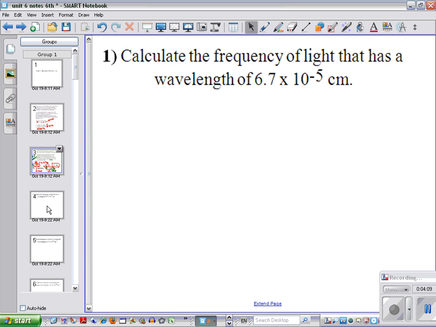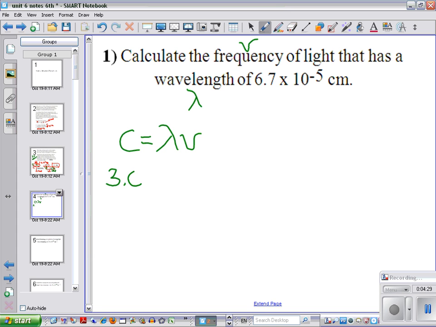All right, so let's look at a question here. Calculate the frequency of light that has a wavelength of 6.7 times 10 to the negative 5th centimeters. So you're looking for frequency, they give you wavelength. You're probably going to use the speed of light equals frequency times wavelength. The speed of light is always 3.0 times 10 to the 8th meters per second. In this case, the wavelength is 6.7 times 10 to the negative 5th centimeters. Can I plug that directly into this formula?